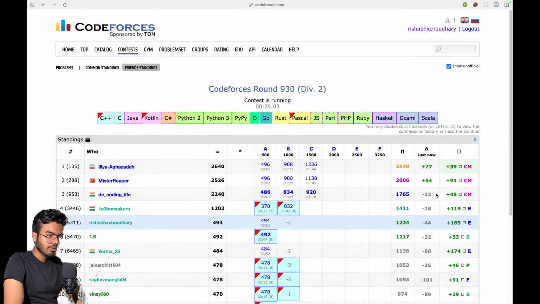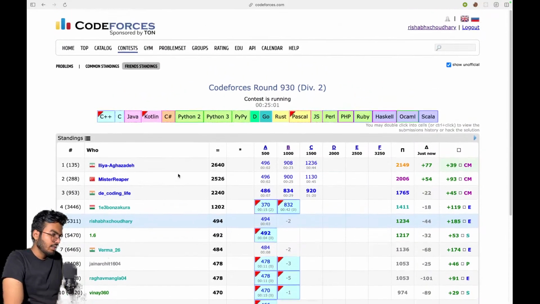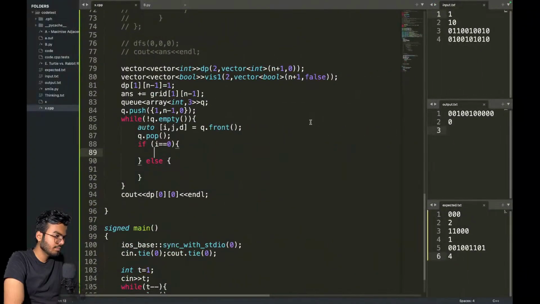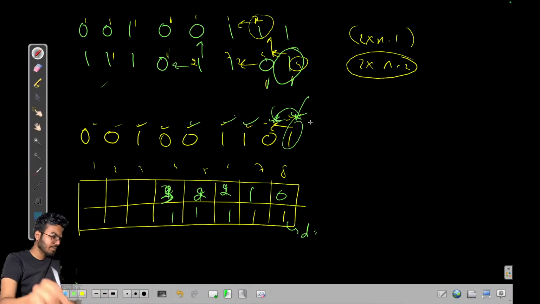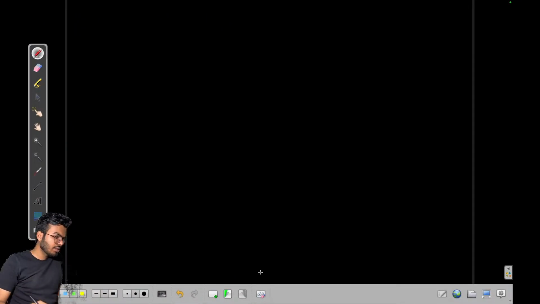This is a tough problem. Not easy to think about. Okay, I'm at 0, 0, 0. Let's say 0, 1. Let's say here also I have a 1. This is correct. This is good.